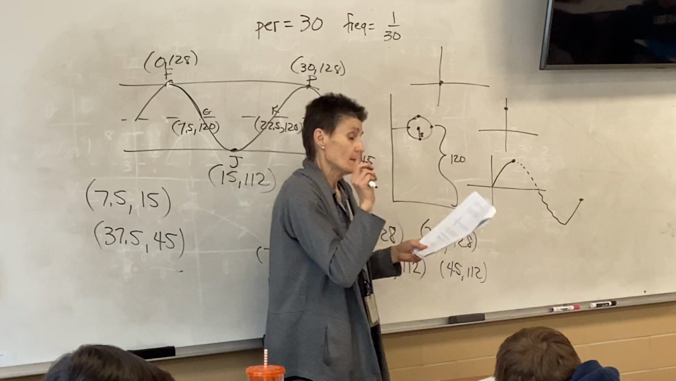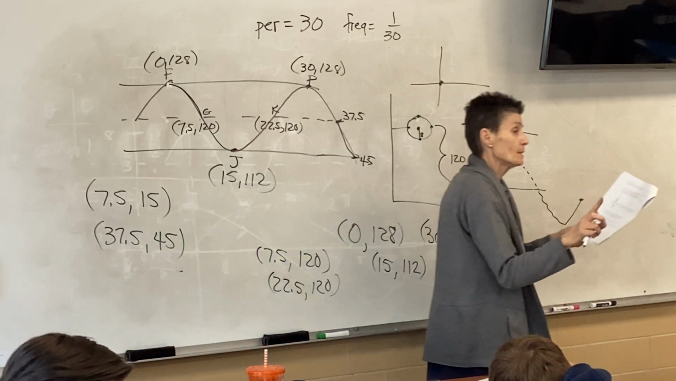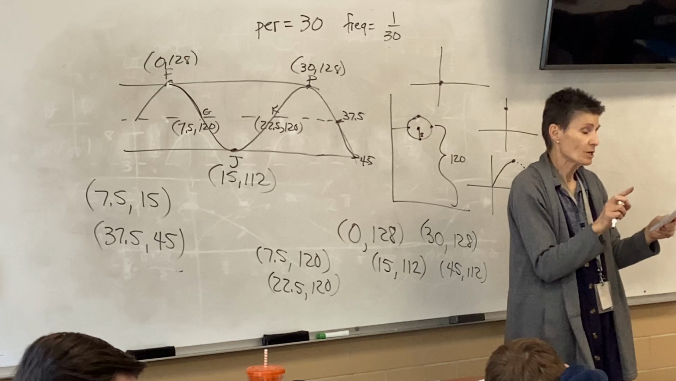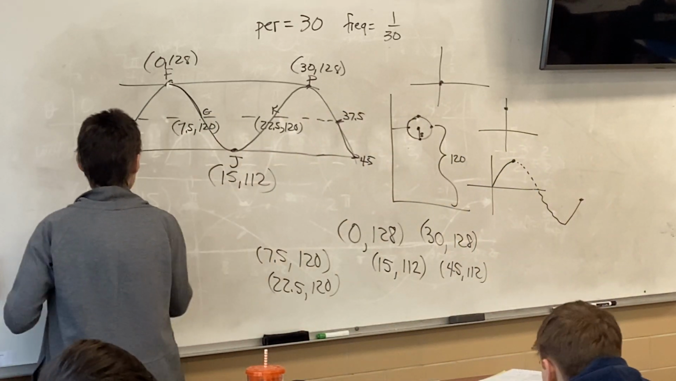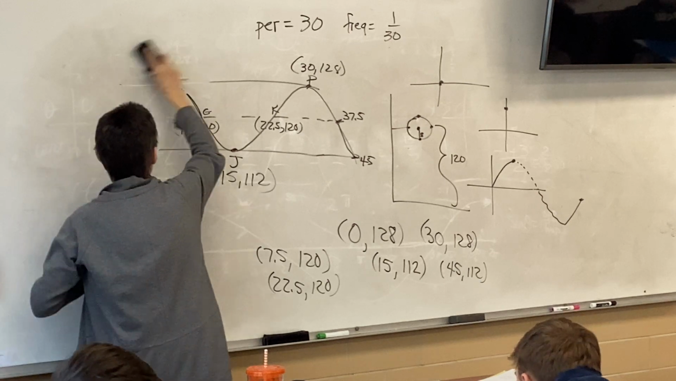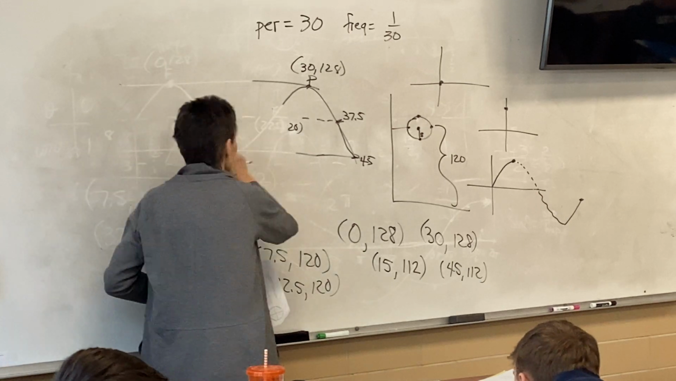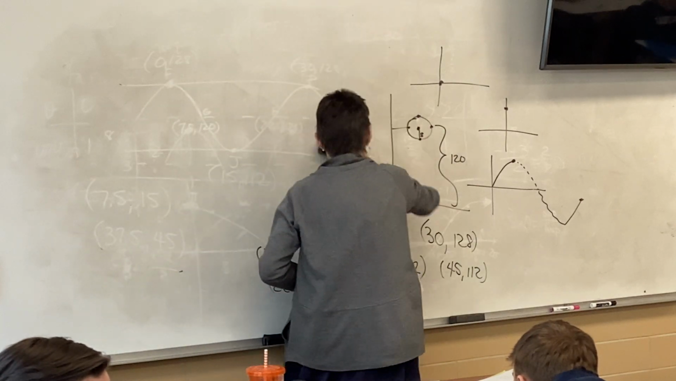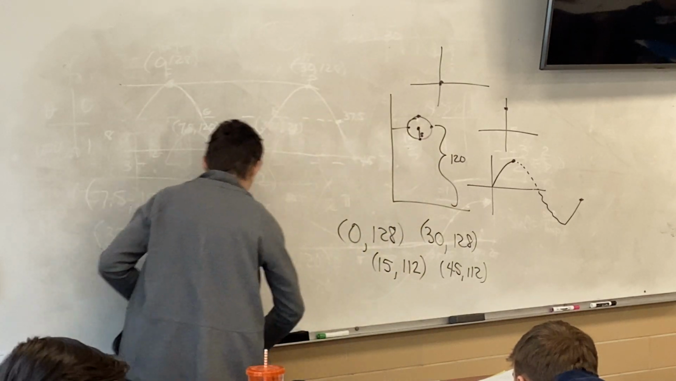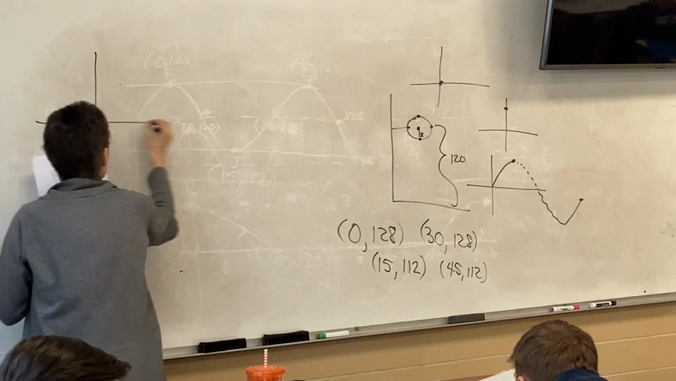Now, quickly, can you sketch cosine over the interval from negative 2 pi to 4 pi? Now, clearly, that's more than one period. Can you do that? I think you can.